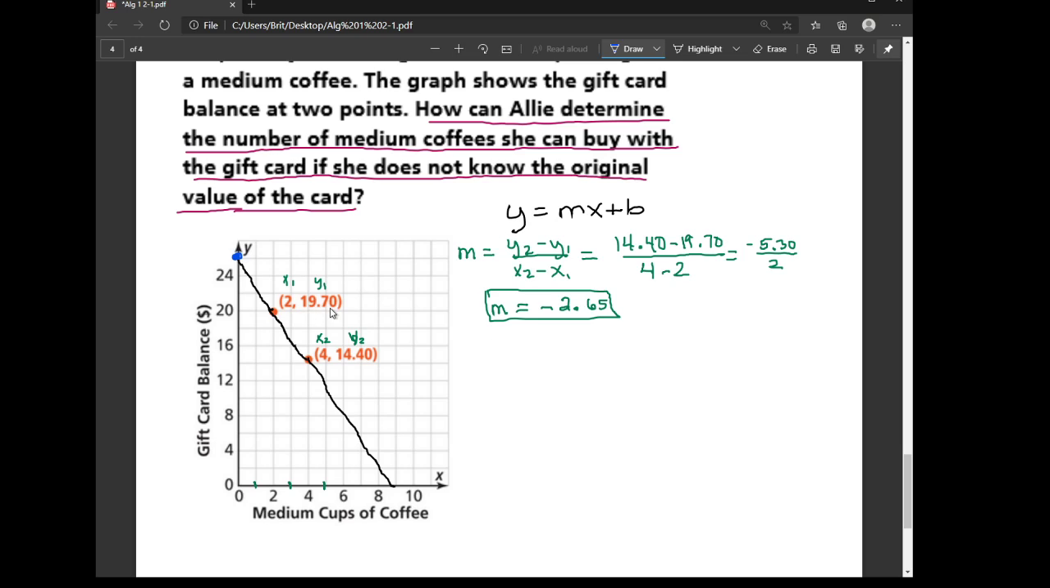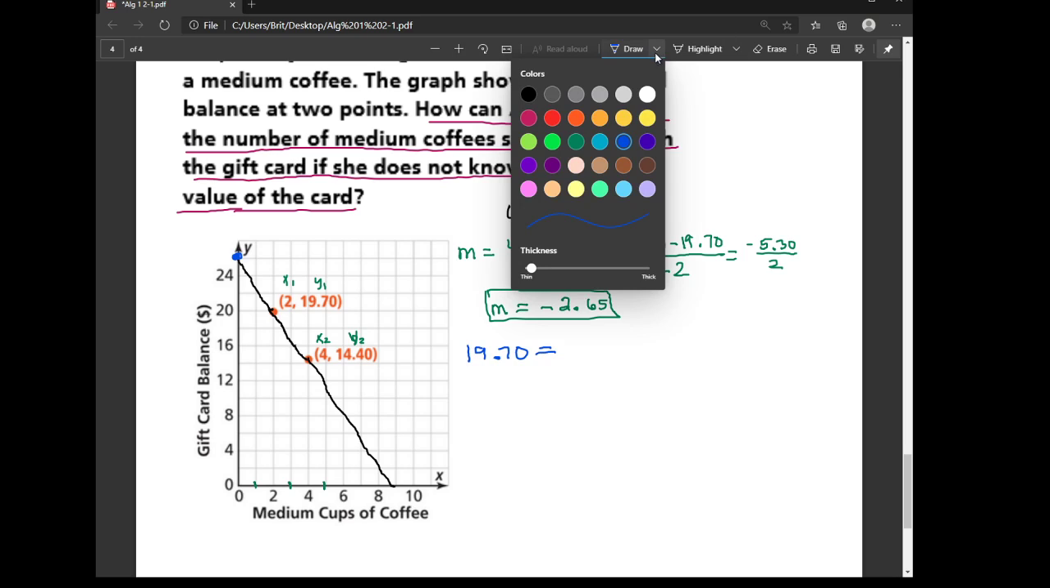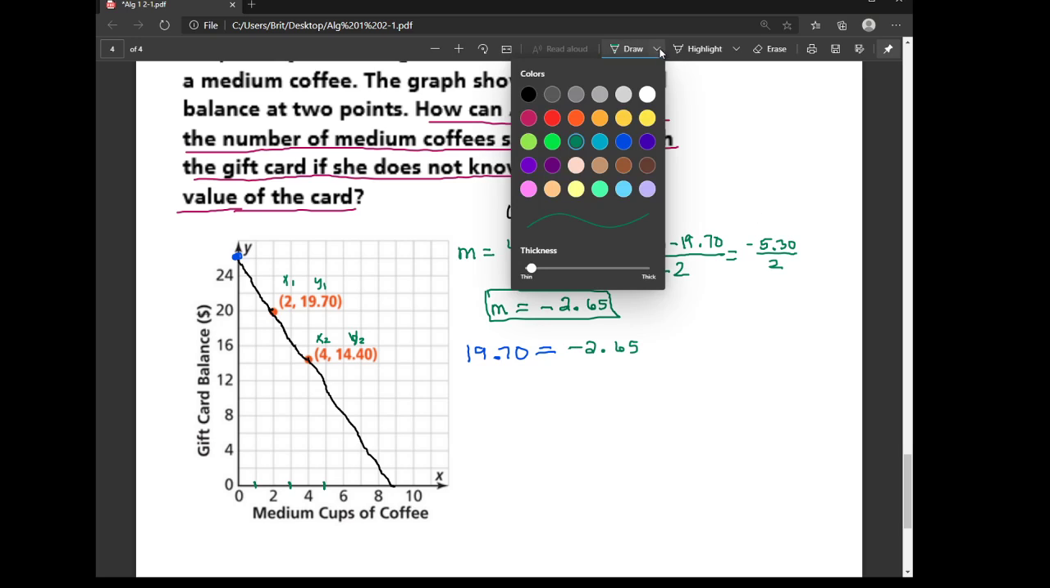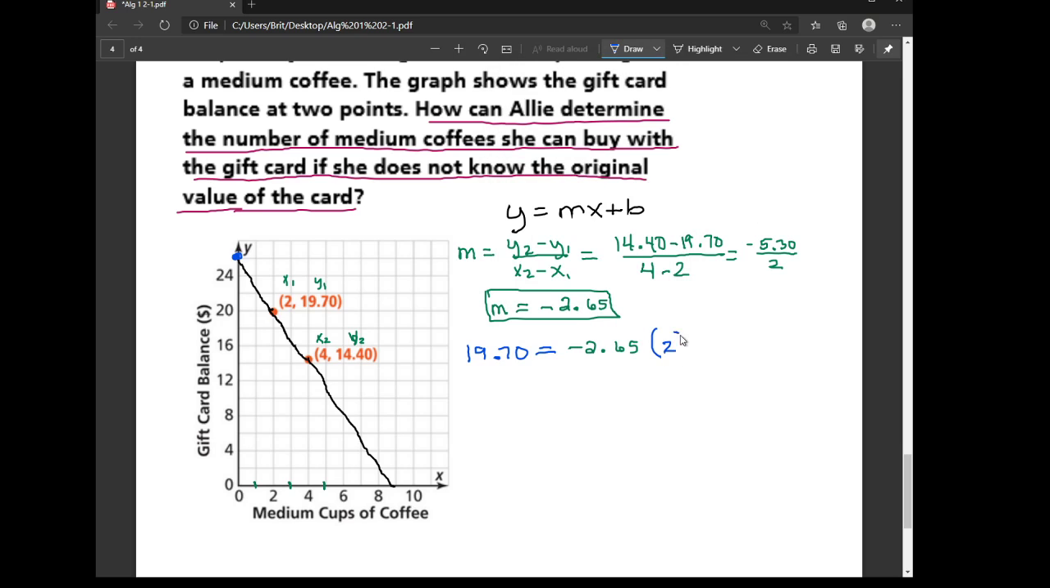So I'm going to use 2 and 19.70 just because I have those labeled as x1 and y1. So for y, I'm going to put 19.70 equals my m. We just found the m, or that slope, right? So negative 2.65 times my x value, which is 2, plus b.